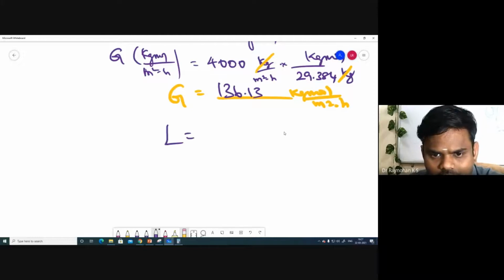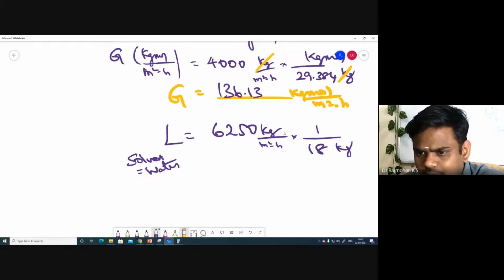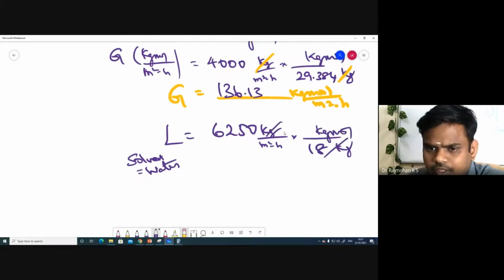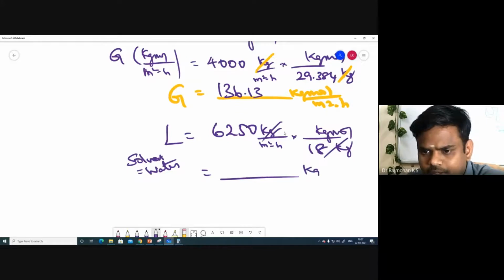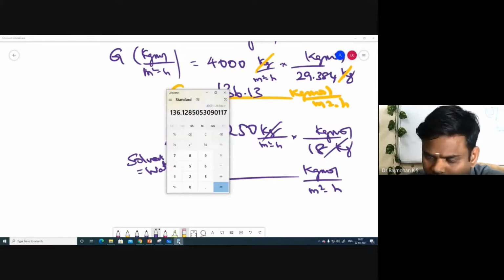Similarly, the L value: the mass flow rate is given, 6250 kg per meter square hour. Dividing by the molecular weight, and since L is water, it depends upon the solvent. Here the solvent is water, and the molecular weight of water is 18 kg per kg mole. So L in terms of kg moles per meter square hour. What is the value? 347.2.